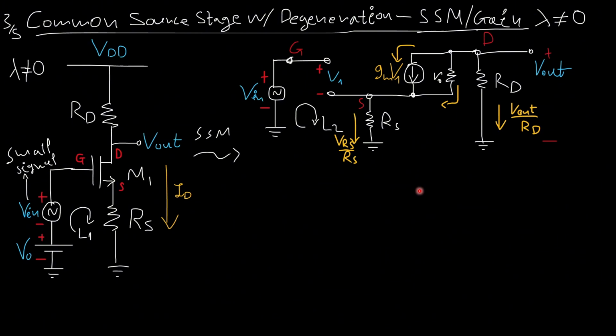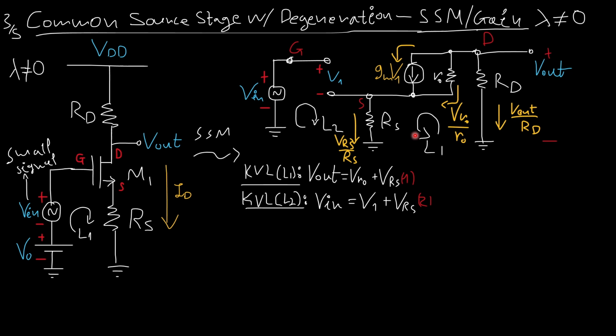and I'm going to say there is a loop here, L2, similar to what we did before, and the current here flowing from the source to the ground is not gmV1 as we had before, but it's a more general VRS over RS, the two currents flowing inside the source. I would say that there is also a loop here, L1, and there is also a current flowing between the drain and the source of VRO over RO.